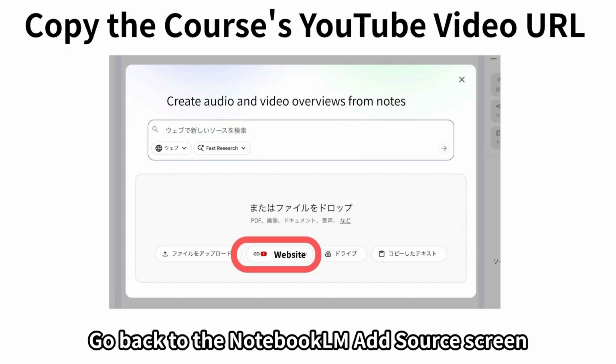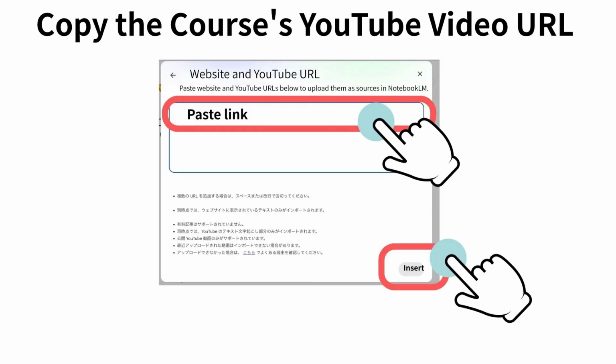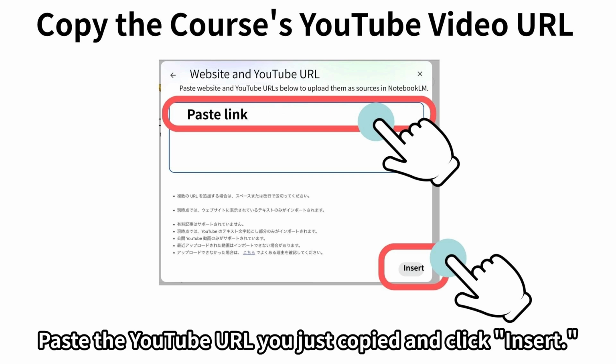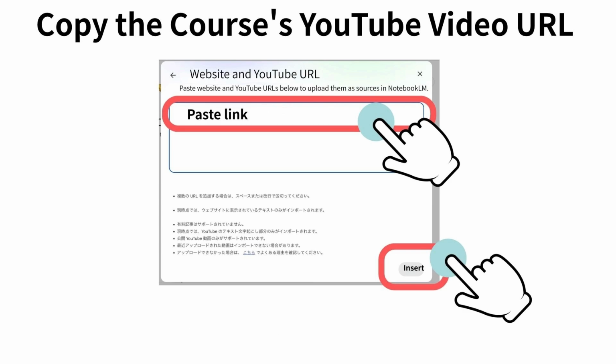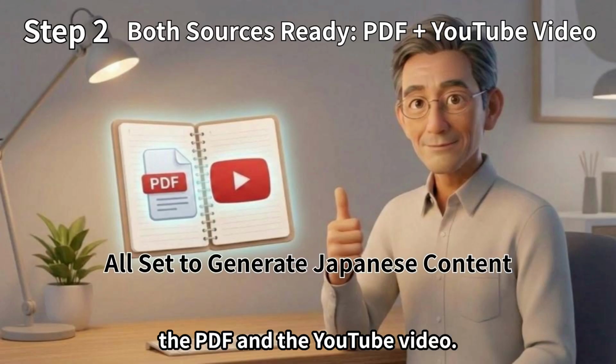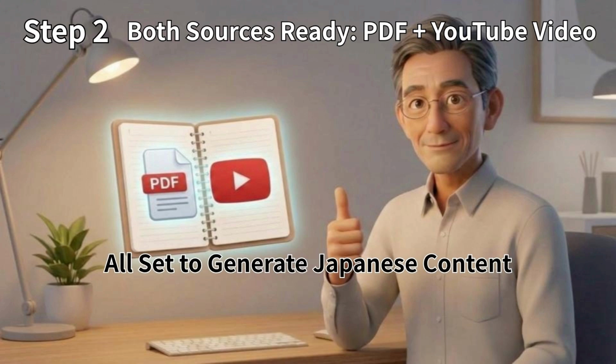Go back to the NotebookLM Add Source screen and click the Website button. A URL input field for websites and YouTube will open. Paste the YouTube URL you just copied and click Insert. Now you have two sources ready, the PDF and the YouTube video. Everything is set to generate Japanese content.